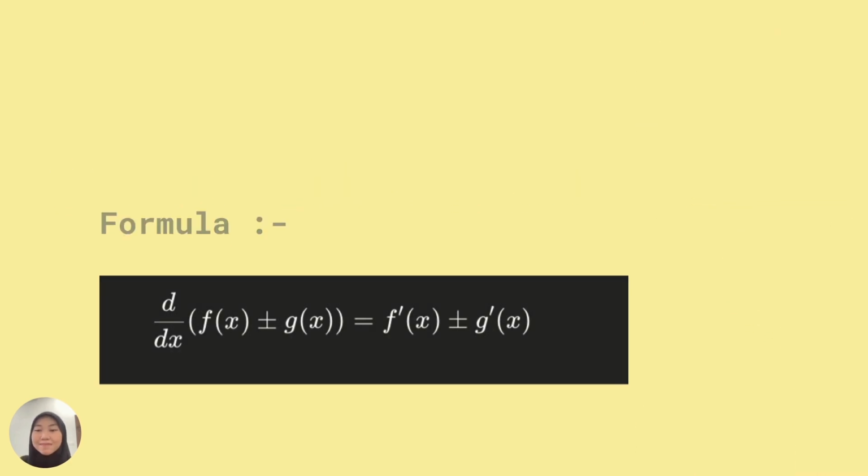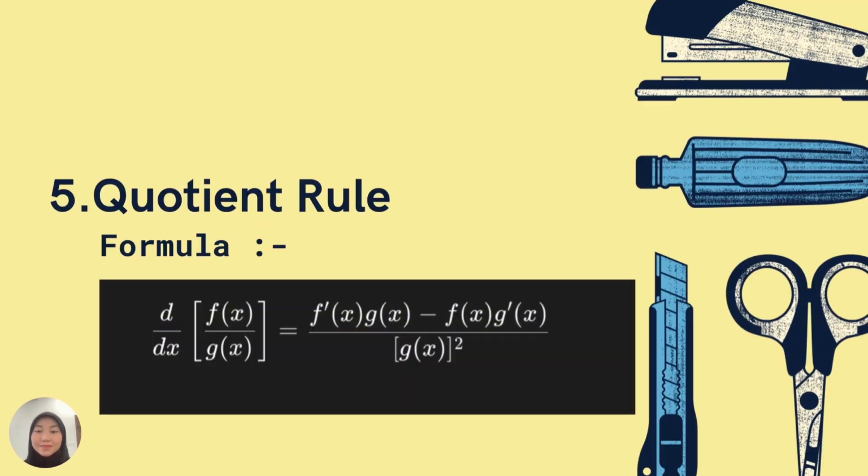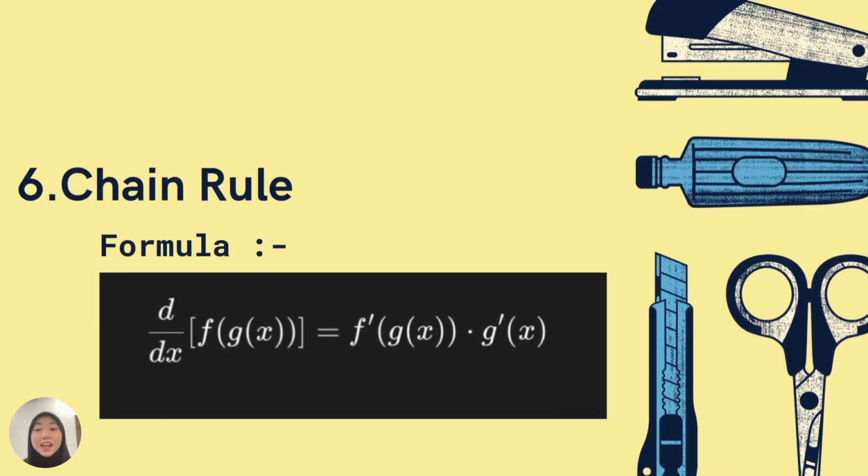g prime of x. The next rule is the product rule, and the formula for this rule is the derivative of f of x times g of x is f prime of x times g of x plus f of x times g prime of x. The next rule is the quotient rule, and the formula for this rule is the derivative of f of x over g of x is f prime of x times g of x minus f of x times g prime of x all over g of x squared. The last rule is the chain rule, and the formula for this rule is the derivative of f of g of x is f prime of g of x times g prime of x.